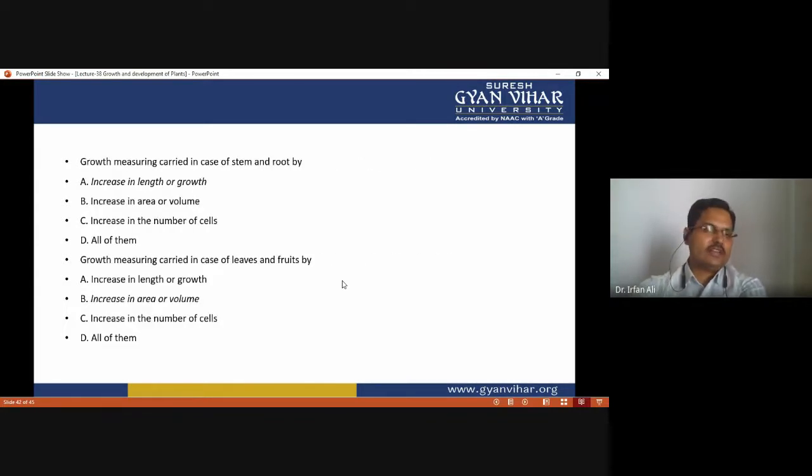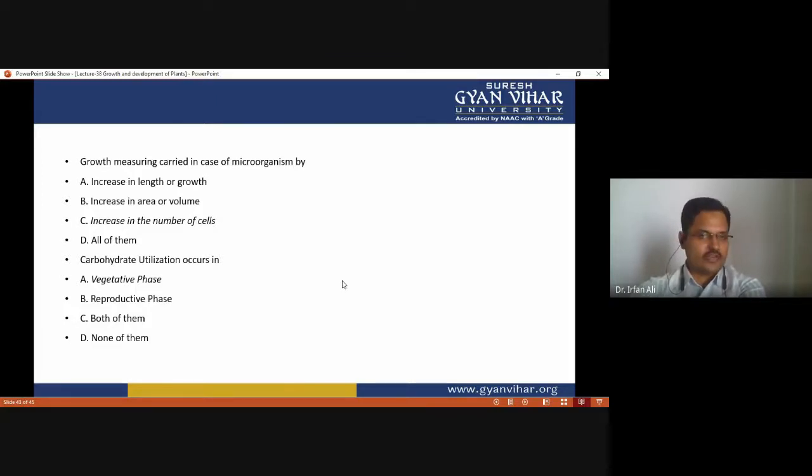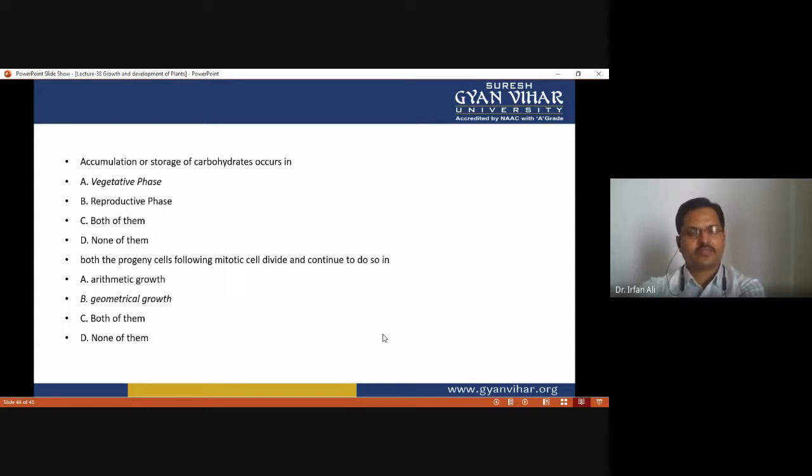Growth measuring carried out in the case of stem and root is by what? Growth measuring carried out in the case of leaves and fruits is by what? Growth measuring carried out in the case of microorganisms is by what? Carbohydrate utilization occurs in which phase, and accumulation or storage of carbohydrate occurs in which phase? And both progeny cells following mitotic cell division continue under which type of growth? Okay, so these are the questions. Now you have to cross check your answers.